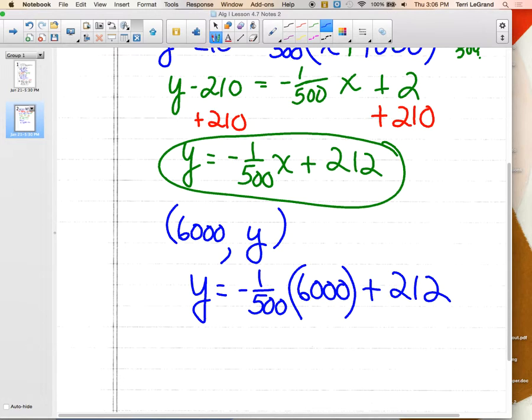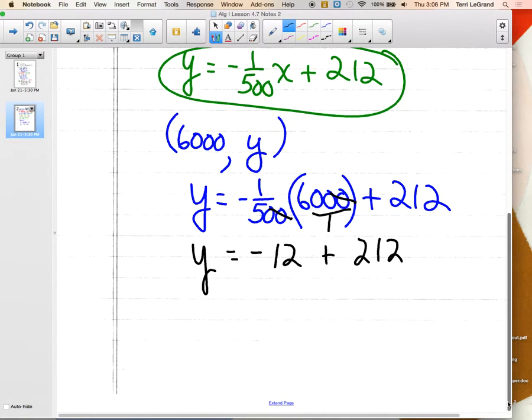Again, we do not need our calculator. Trust me, you guys can do this. You're going to put this over 1. I can take these two zeros and cancel two of them off upstairs. So I really have right now a 60 divided by a 5. 12. And a negative times a positive is a negative. This is negative 12. Oh, and even easier yet, we have to add a negative 12 to a 212. What's the temperature at 6,000 feet? 200 degrees Fahrenheit.